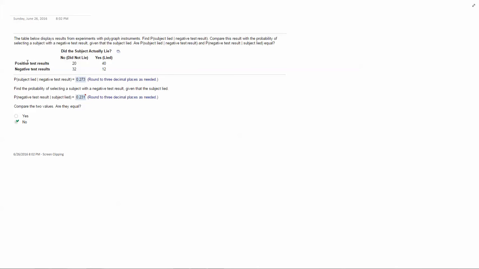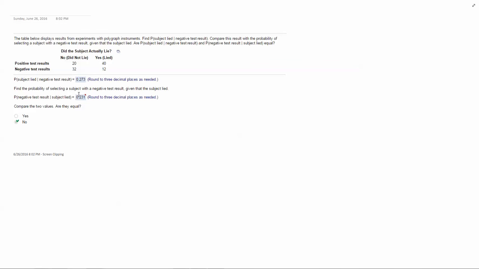So this table gives us positive test results in the first row, negative test results in the second row. For the positive test results, you have 20 where the subject did not lie, and you have 40 where the subject actually did lie. For the negative test results, you have 32 who did not lie and 12 who did lie.